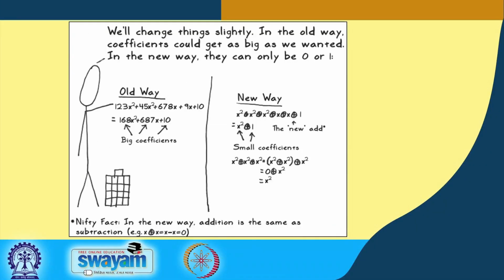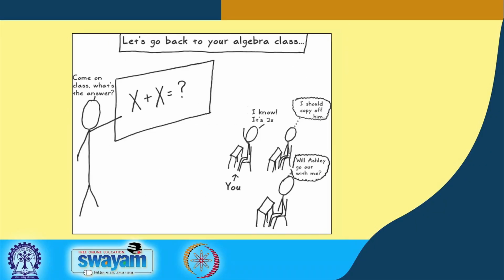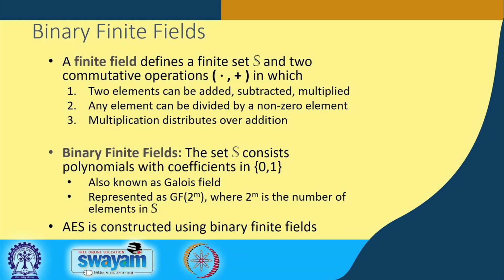So AES is actually made up of a specific field, called binary finite fields, or also called Galois fields. It is often represented as GF 2 to the power of m. In the case of AES, we have GF 2 power of 8. Remember that I was talking about the state matrix where there were 16 bytes. Each of these elements is a member of this GF 2 power of 8.